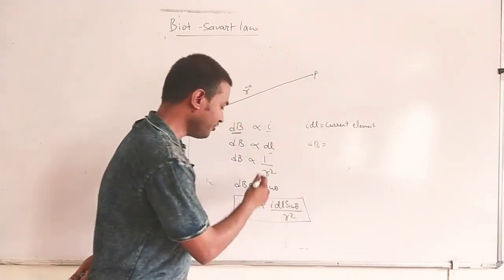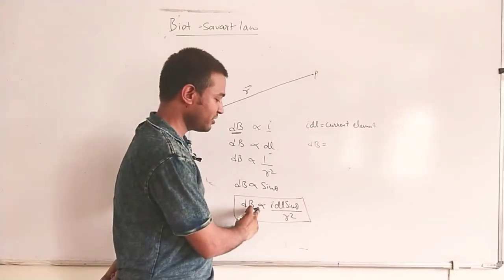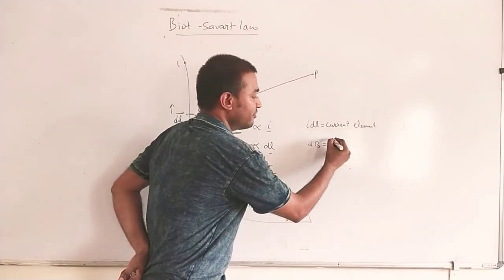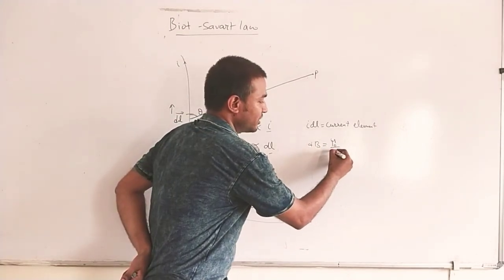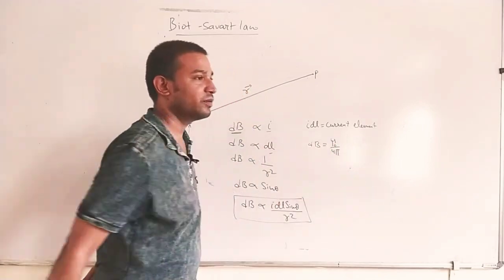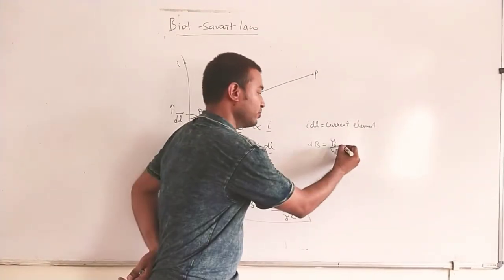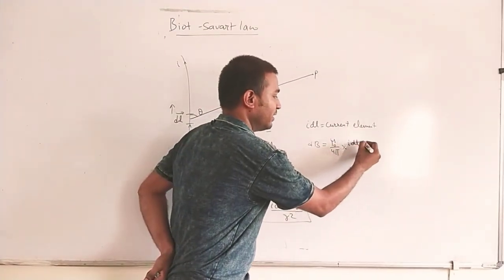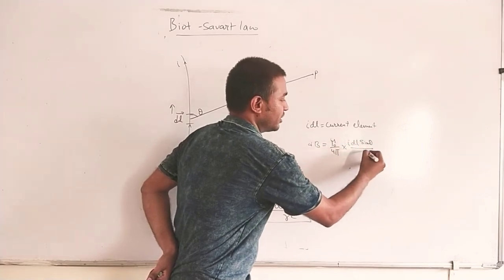If I remove the proportionality sign, a constant will come over here, and that constant is mu naught divided by 4 pi. So dB equals mu naught by 4 pi into I dl sine theta divided by r square.